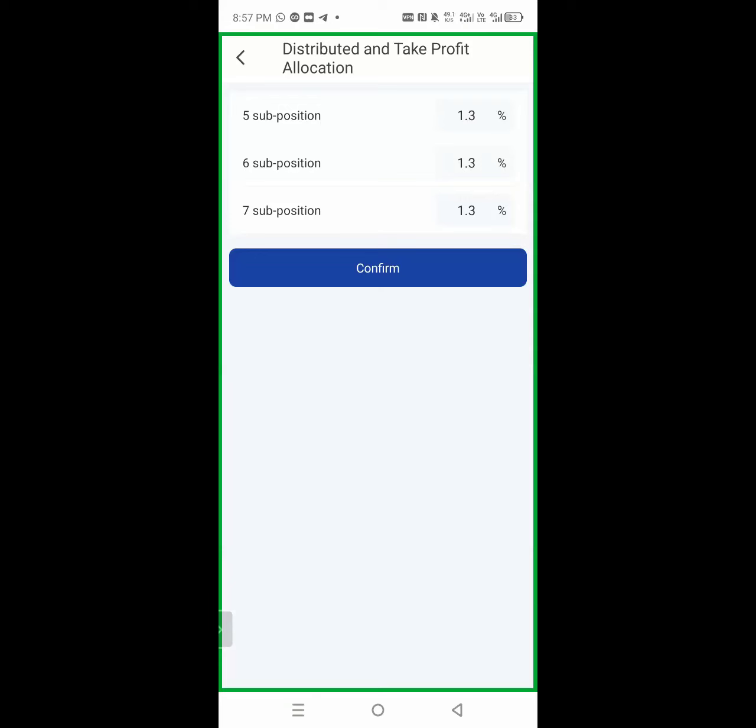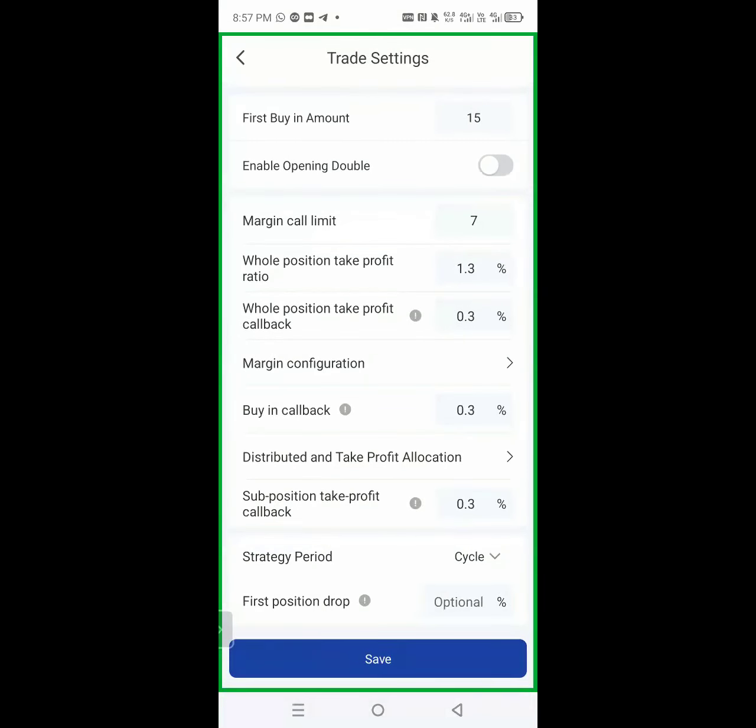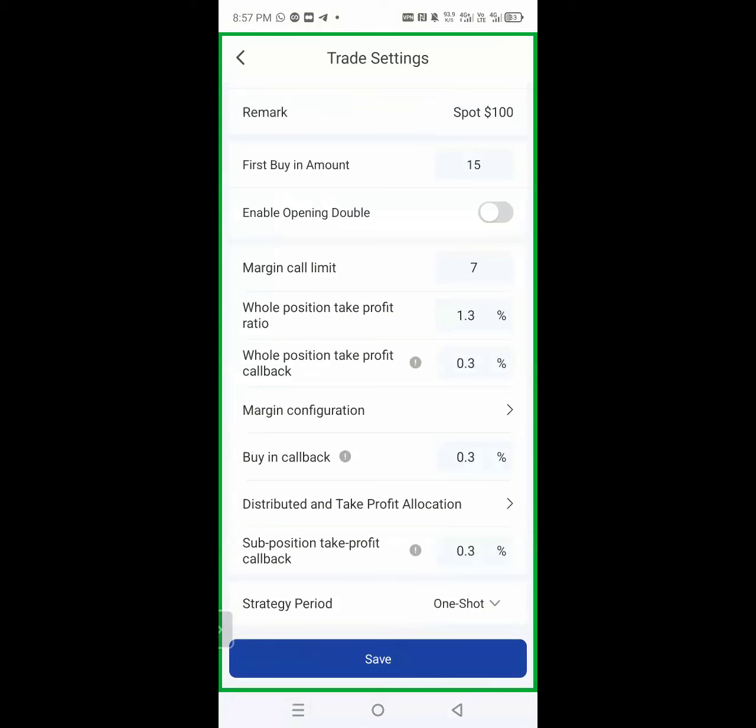When it sells the margin 6, it will give you 1.3% of the other $10. You get the profit separately. When it sells the margin 5, it will give you 1.3. So you can also change here, you can edit anyone you want. You understand? This is where you can set up your individual take profit from your margin 5 and above. Okay, so we have the strategy period, that is either cycle or one shot.